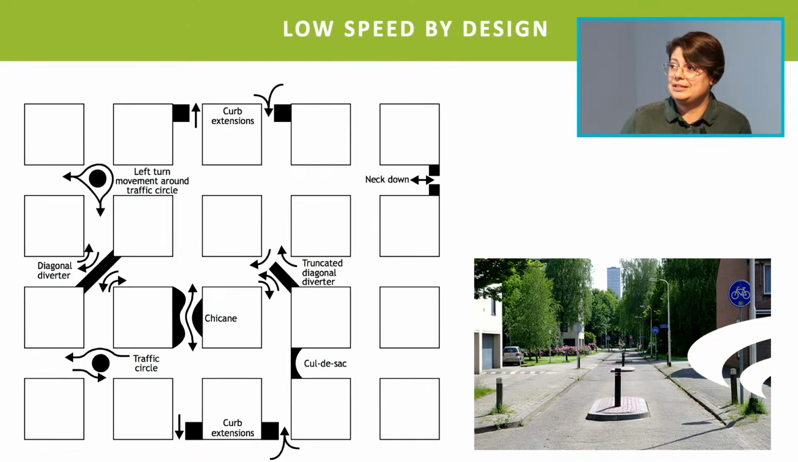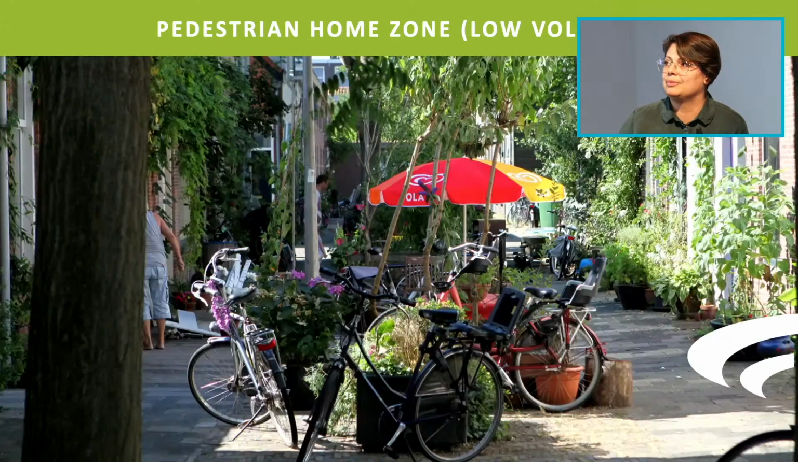So what you can see in the graphic here is using elements that force people to navigate the street a little bit differently, things that narrow intersections or crossings, traffic circles in the center of an intersection that force people to move in a more serpentine pattern, or even, as you can see in the photo there, putting in bollards or things to block through traffic for cars and allow for pedestrians and cyclists more easily.